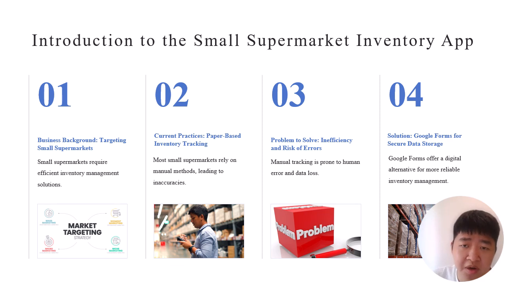For step 1, let's talk about the business background and the problem we aim to solve. My app targets small supermarkets which often struggle with inventory management. Currently, many of these businesses rely on paper or notebooks to record their inventory, such as the name and quantity of goods they receive. This method is outdated and risky. Paper can easily be lost, damaged, or misread, leading to errors in stock tracking. The problem is clear. Small markets aren't utilizing modern tools to make their operations more efficient and secure.